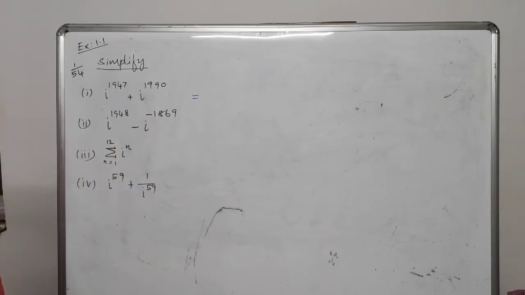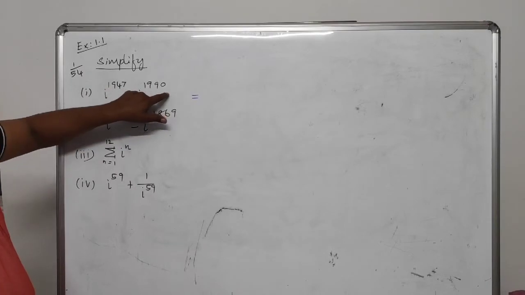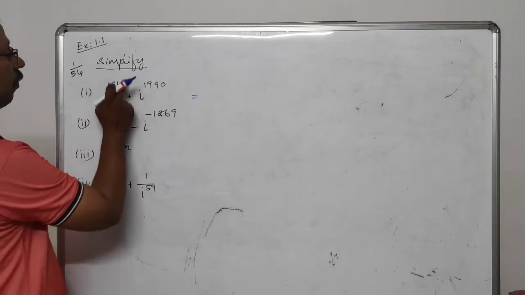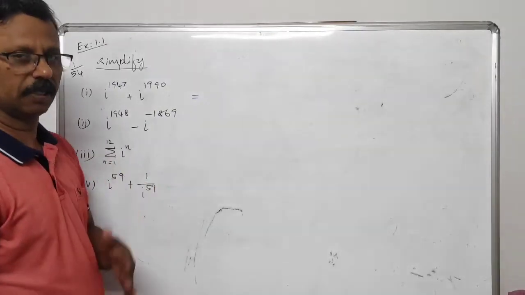See here, i power 1947 plus i power 1990. Now you may think the power of i is a very large number, therefore it is very difficult to find its value. Don't think like that, it is very easy. How do you find this value?